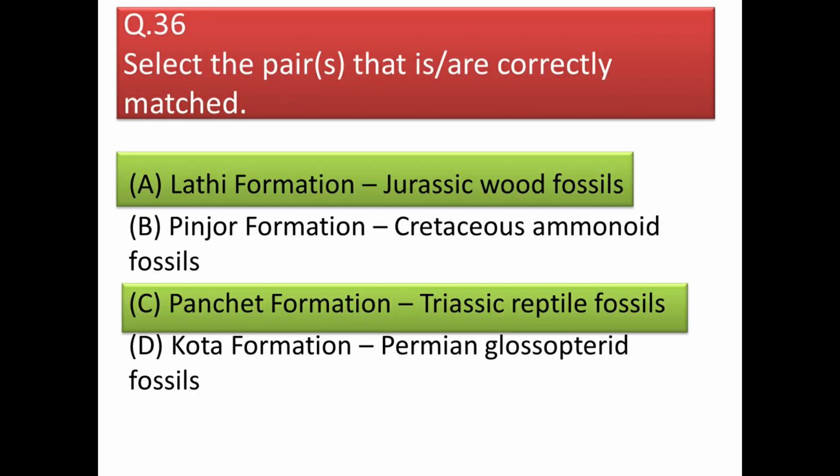Okay. Next question. Select the pairs that are correctly matched. The Lathi formation is of Jurassic wood fossils, that is correct. And the Panchet formation is of Triassic reptile fossils, that's correct.